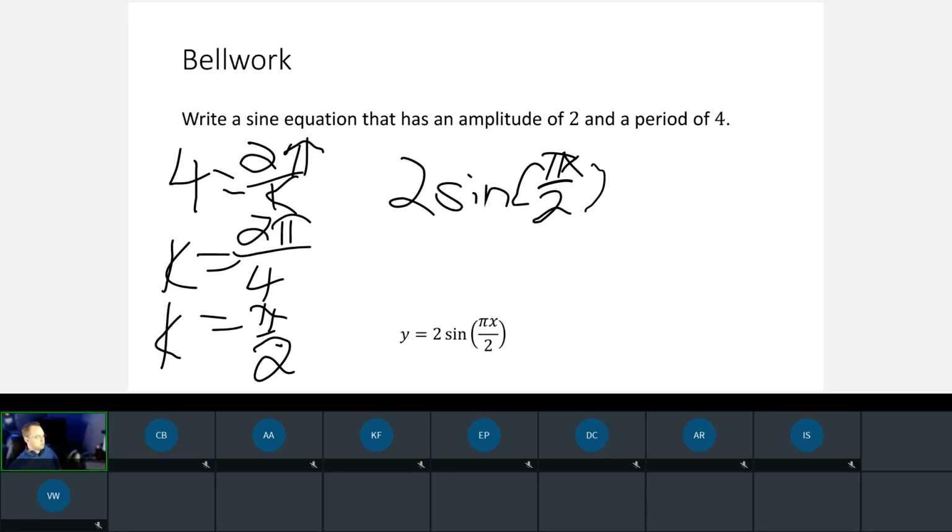So 2 is the amplitude, and then pi over 2 is k. So nicely done. Thank you. Shout out to Chloe. All right. Thanks, Chloe.